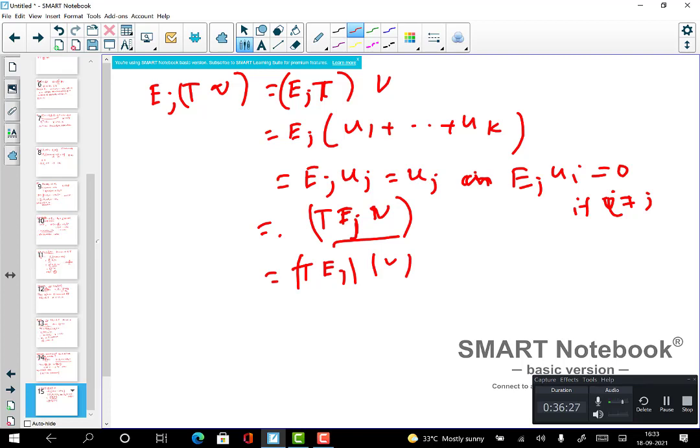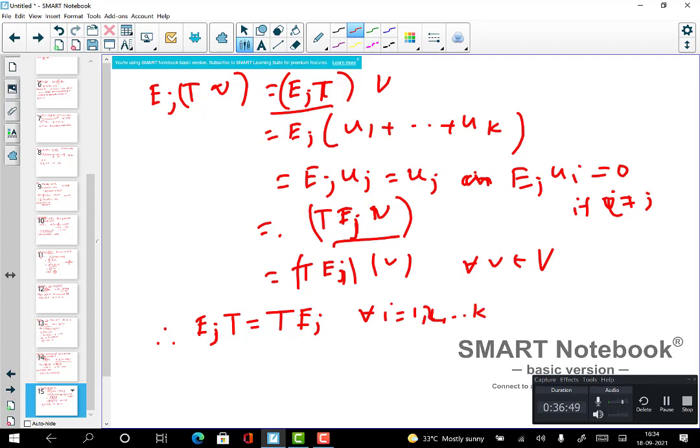So what does that mean? That means you see that e_j of T of v is nothing but T of e_j of v, and this is true for all v belonging to V. That implies that e_j T equals T e_j. This is true for all j equal to 1 to k, right? There is nothing special about a particular one. And that tells you that the linear operator T commutes with every one of these projection operators. Okay, so this is the proof.